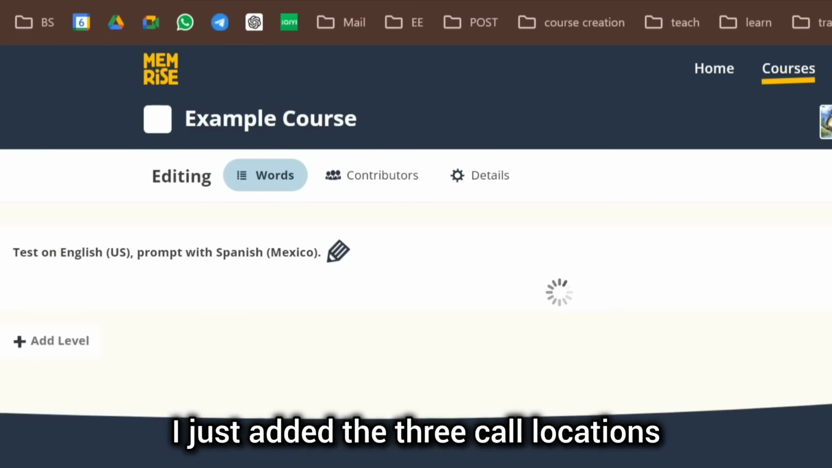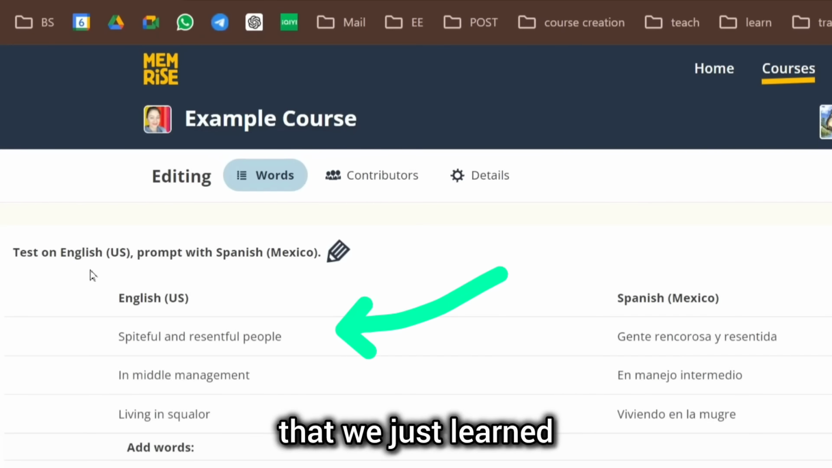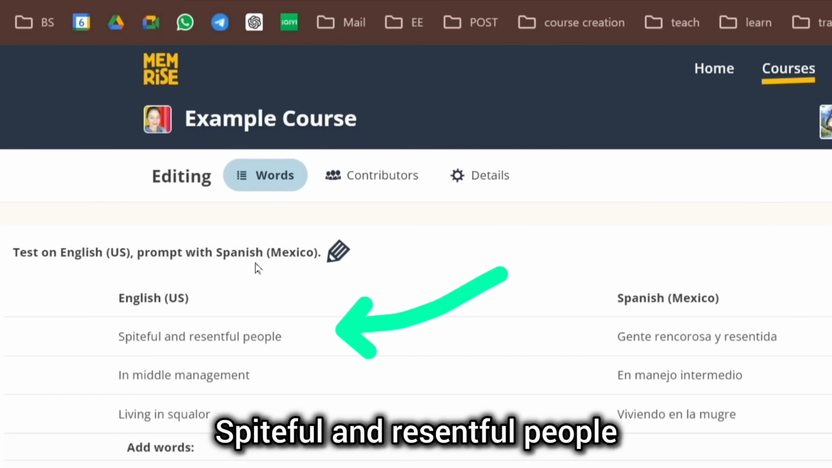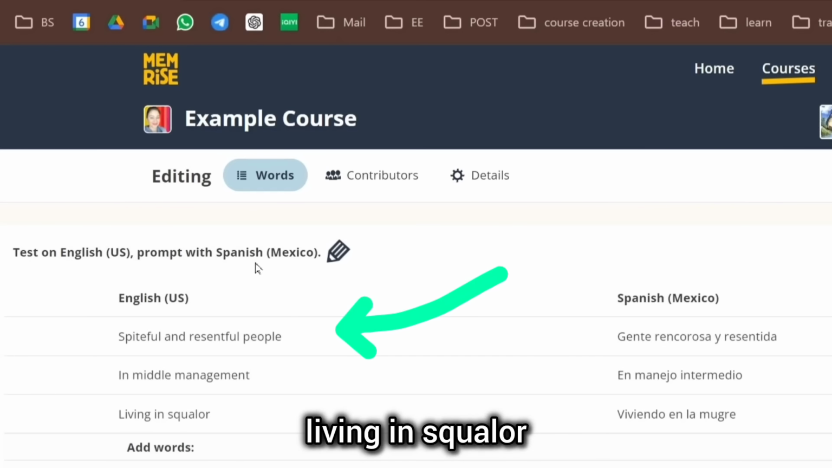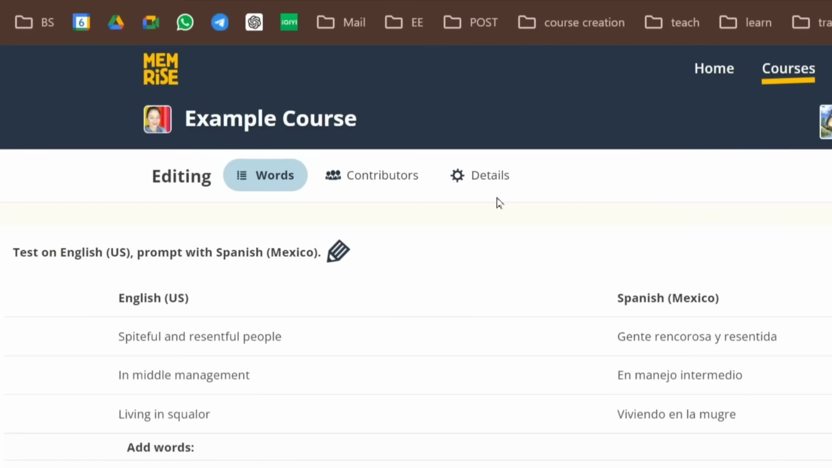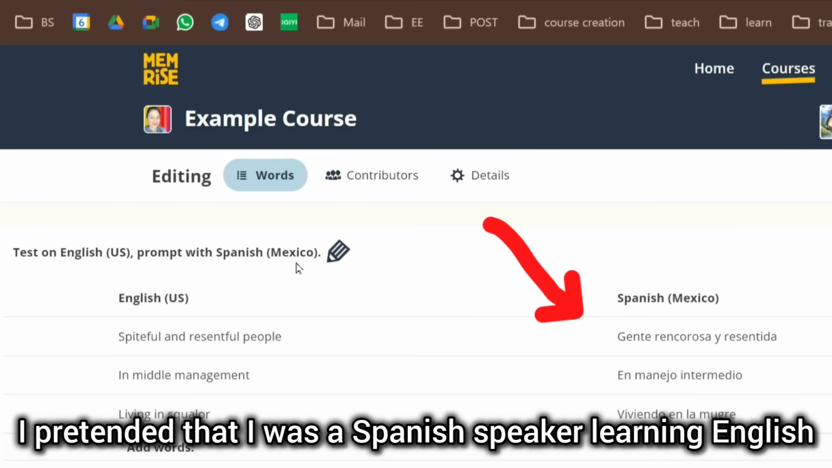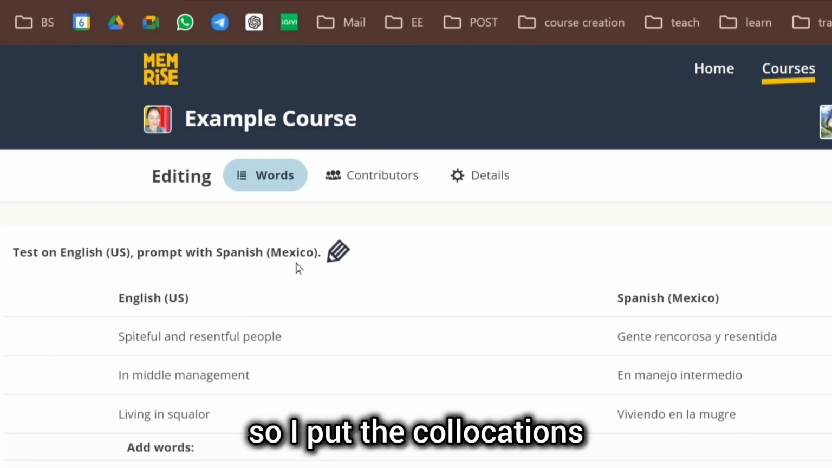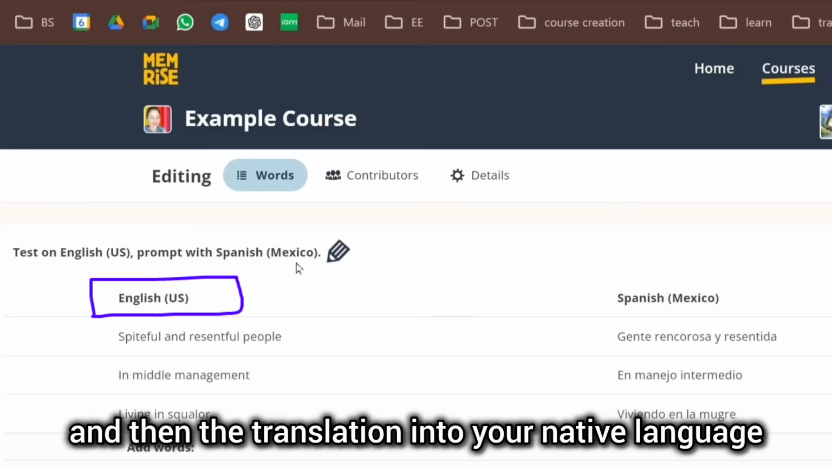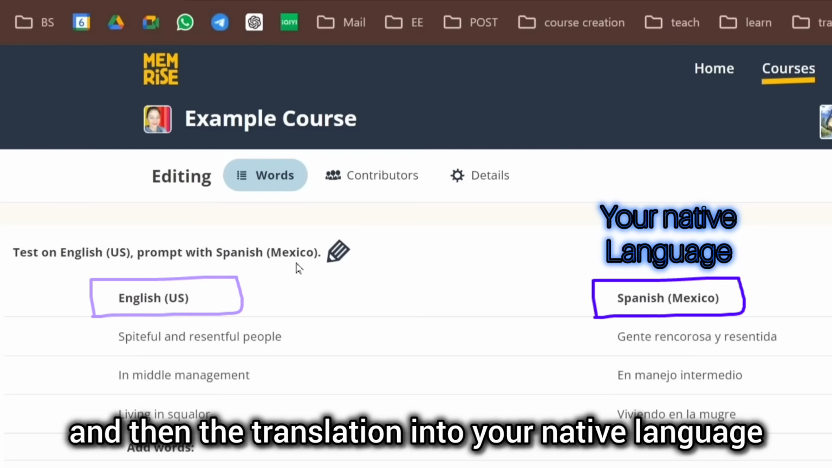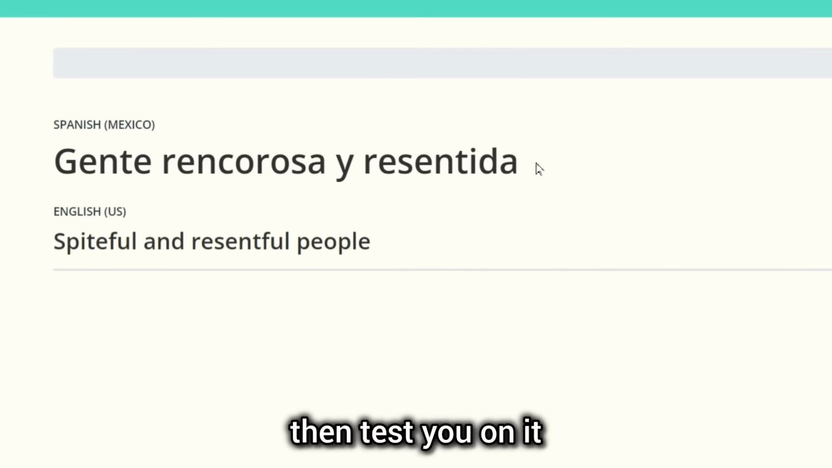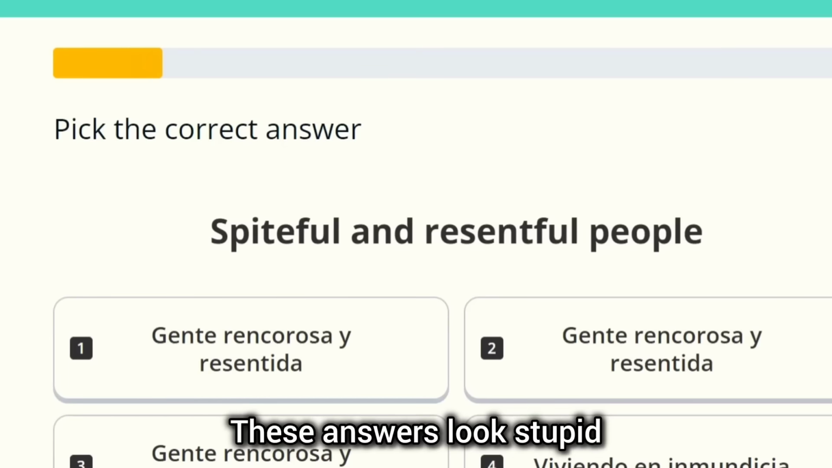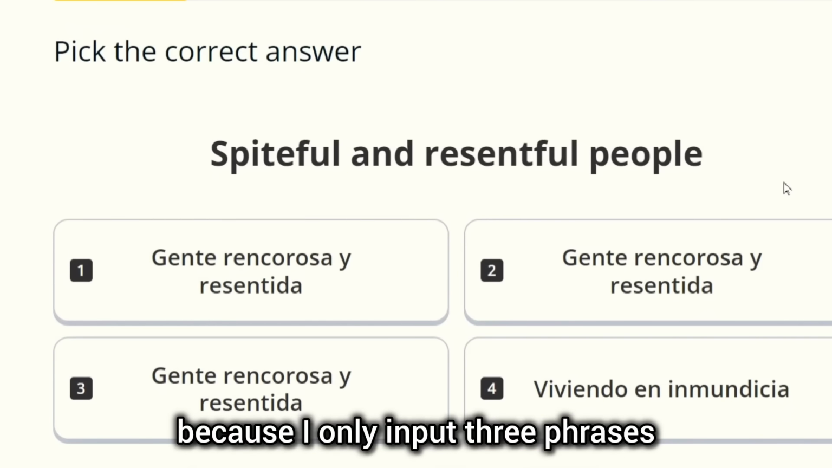I just added the 3 collocations that we just learned. Spiteful and resentful people, in middle management, living in squalor. I pretended that I was a Spanish speaker learning English, so I put the collocations that you're learning and then the translation into your native language. When you go to learn, it will teach you the phrase and then test you on it. These answers look stupid because I only input 3 phrases.